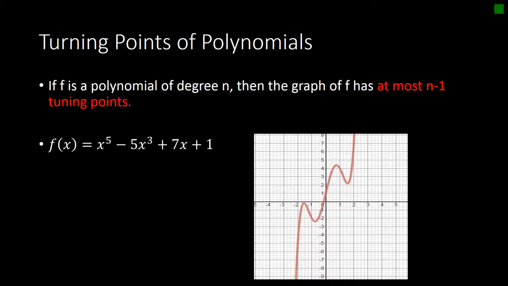So if I look at the graph here of x to the fifth minus 5x cubed plus 7x plus 1, we can see that here we're increasing, we go to decreasing. That's one turning point. This is the second turning point. That's a third turning point, and that's a fourth turning point. So here we have 4 turning points. And because of this statement, we know that here you can have at most 4 because the degree of the polynomial is 5.